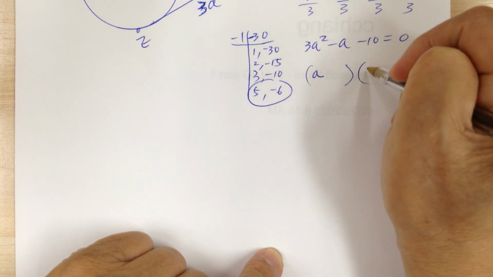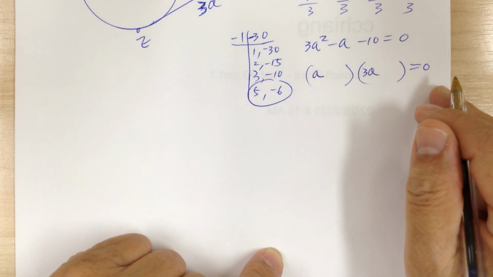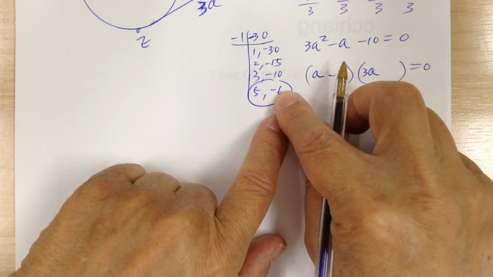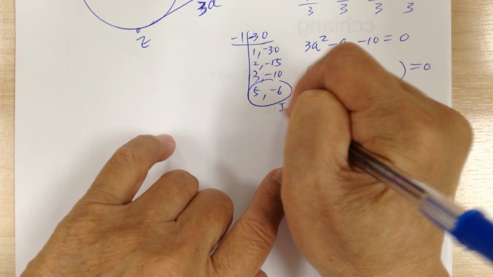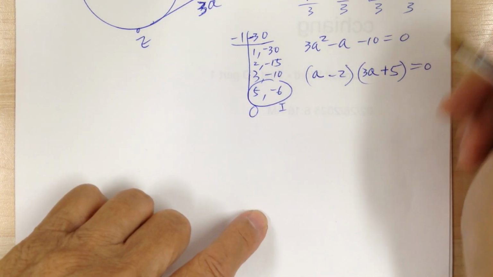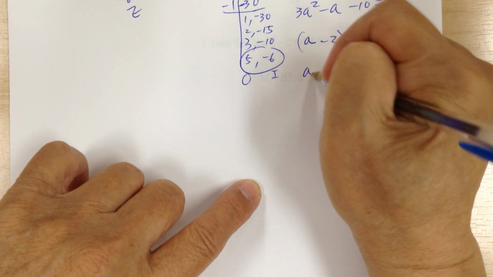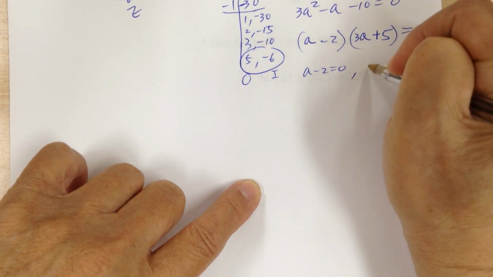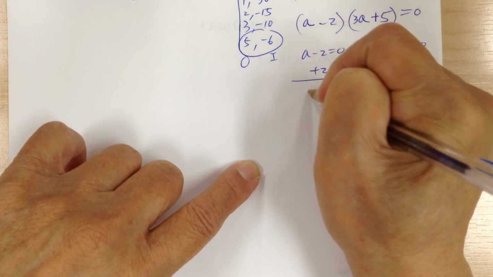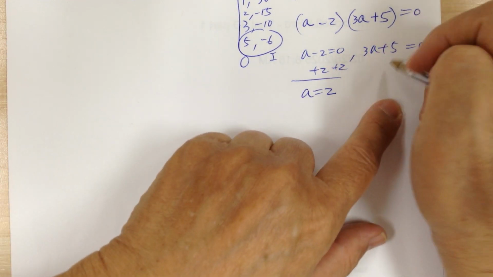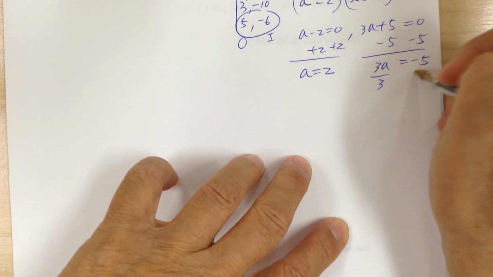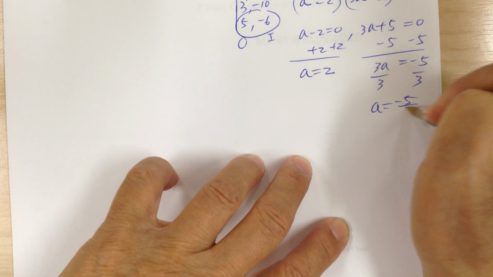So go ahead and do that. You're going to get 3a, all I'm doing is factoring. This would be my inside, so it would be -2. 3 times -2 would give me -6. And this is outside, so this would be plus 5. From here, each part equal to 0, so a minus 2 equal to 0, 3a plus 5 equal to 0. So you solve: plus 2 on each side, so a equal to 2. This one you minus, so 3a equal to -5, divide by 3, so a equal to -5 over 3.